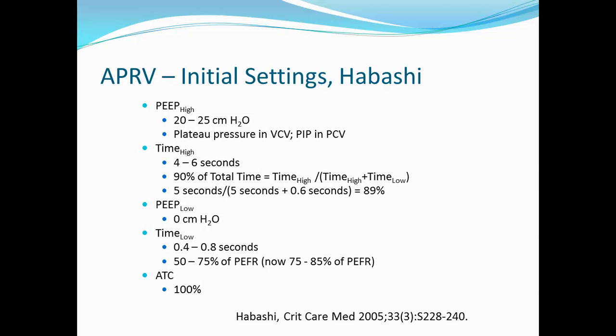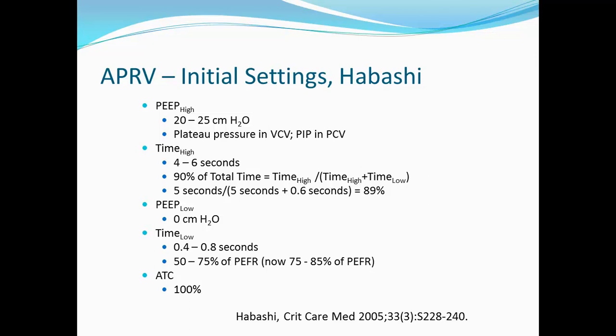P low is usually set at 0 centimeters of water. This is to allow a larger delta P when we go from P high to P low, which aids in exhalation of volume, CO2 removal, and allows the patient to exhale more easily. The time low is usually set at 0.4 to 0.8 seconds. 0.5 or 0.6 is probably a good average starting.